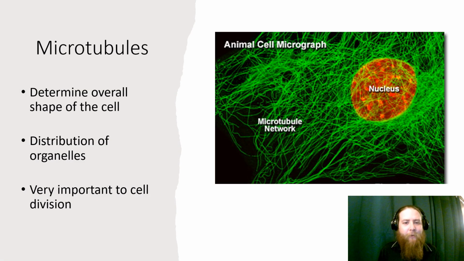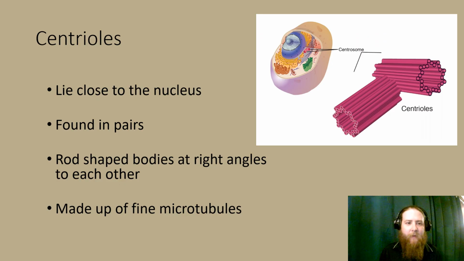The next is the microtubules. This green on this picture here is microtubules. This helps determine the overall shape of the cell. They also help do the distribution of organelles, and they're very important for cellular division. When we talk about cell division, these guys will come back into play.